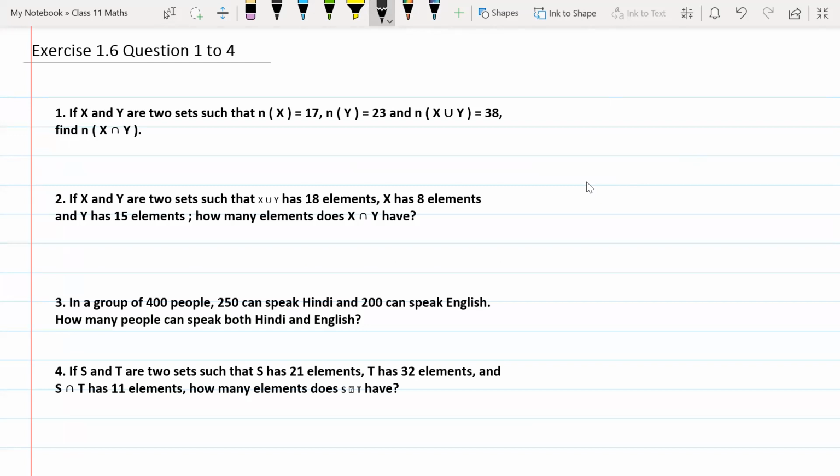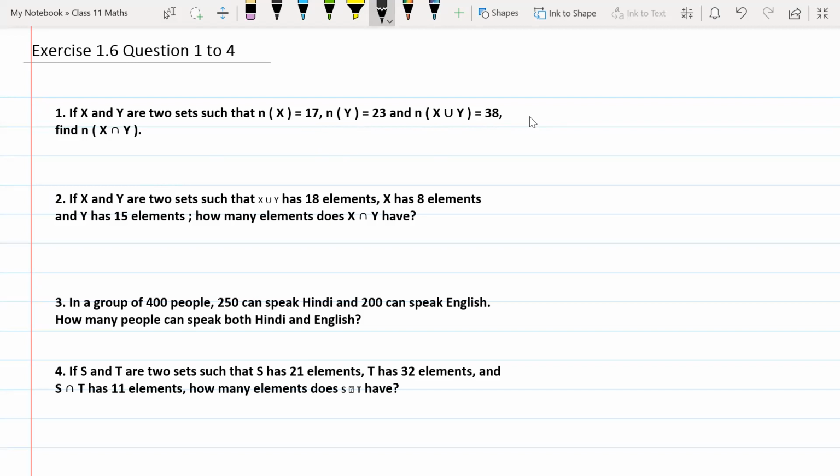There are some practical problems on union and intersection. How would we solve it? If there are two sets such that n(X) is 17, n(Y) is 23, and n(X union Y) is 38, we have to find X intersection Y. What would be the X intersection Y?